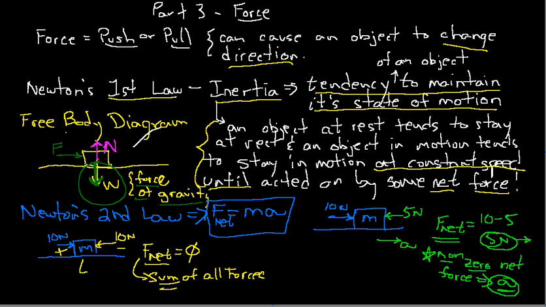And lo and behold, in this case, the object won't move. So there will not be an acceleration. So you've got to have some non-zero net force acting on the object. If you do, it's going to accelerate. And that's what Newton's second law is all about.